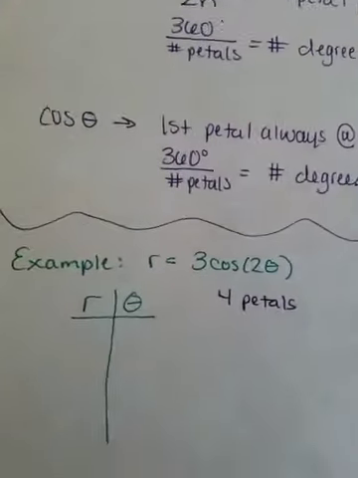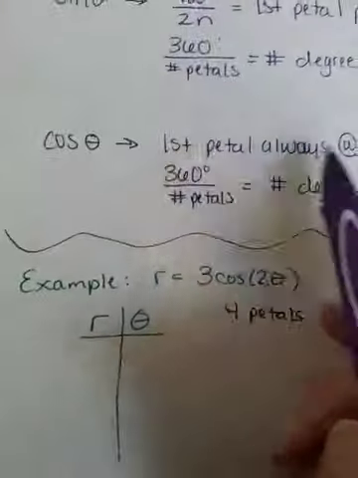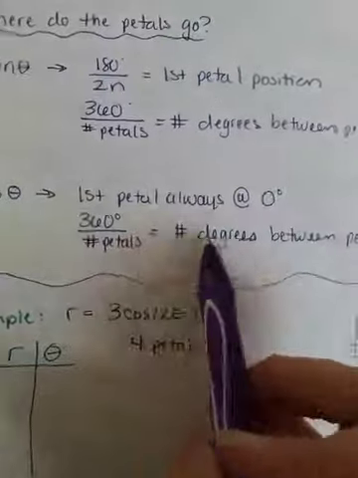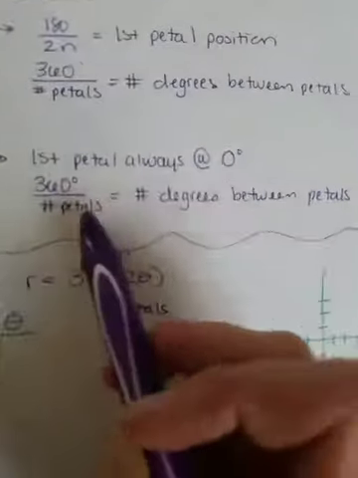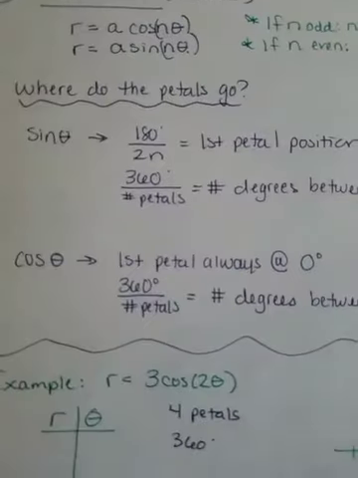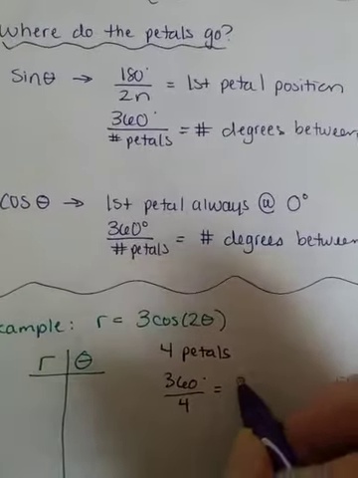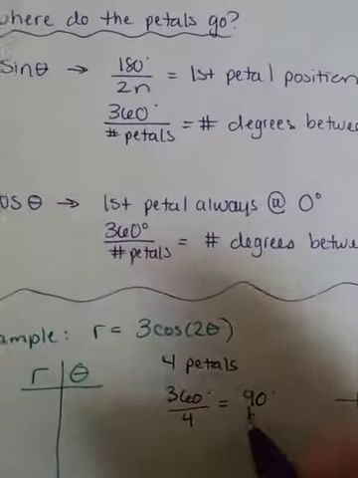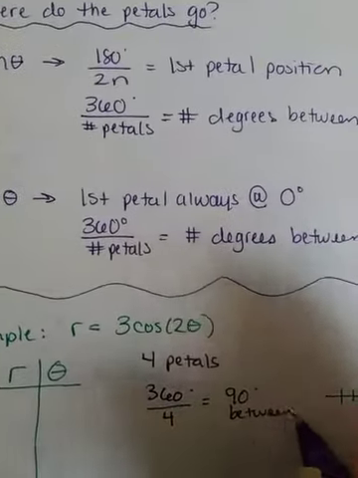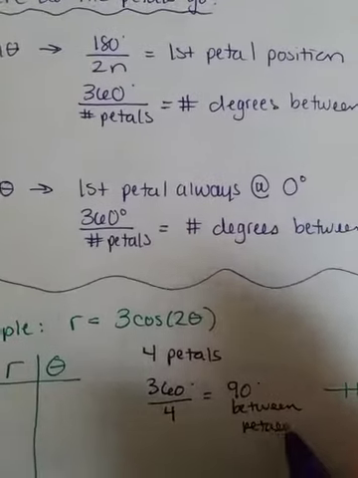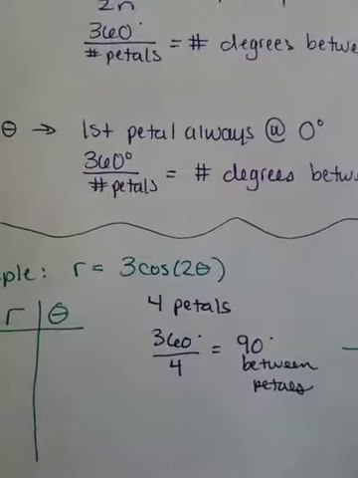Other things I want to figure out, since this is cosine, well, I know I'm starting at 0, but I want to figure out how many degrees between each petal. So I'm going to take 360 and divide by the number of petals. How many petals did I have? I had 4. And so 360 divided by 4, that's 90 degrees between petals. I'm just going to write that for myself, in case people look at these notes later. They know what that means.